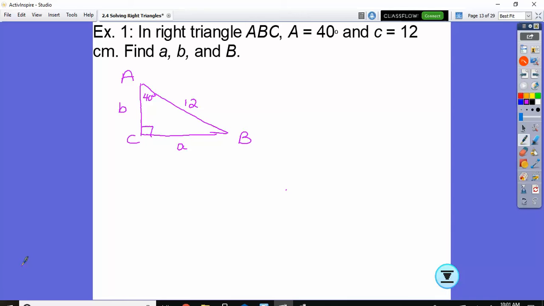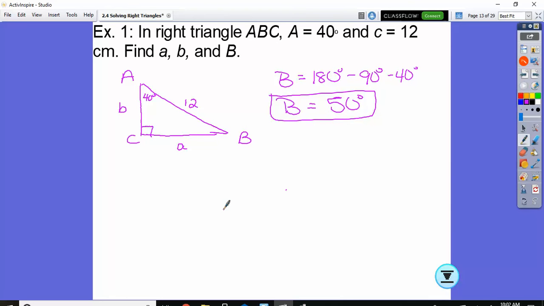What would I do? To get sides, yes. But if I want the angle, what do you know about all the angles in a triangle? They add up to 180. So this should be pretty easy to find. You just have to do 180 minus the angles you already have. So angle B is 50 degrees. So if I give you one angle, the second one's pretty simple. We know they always add up to 180.